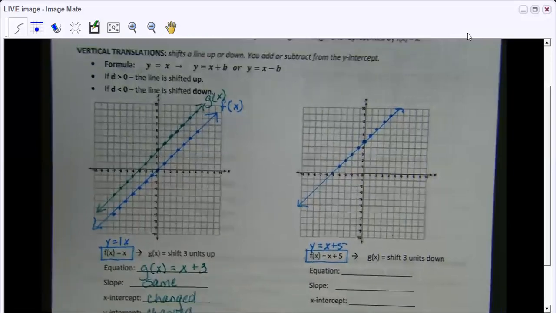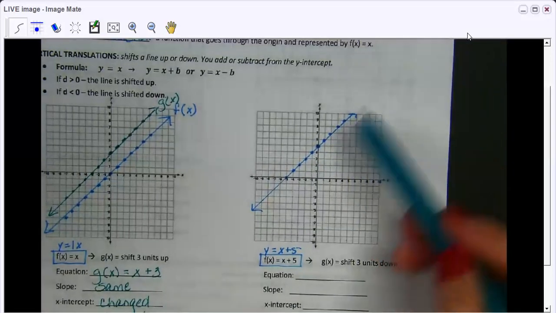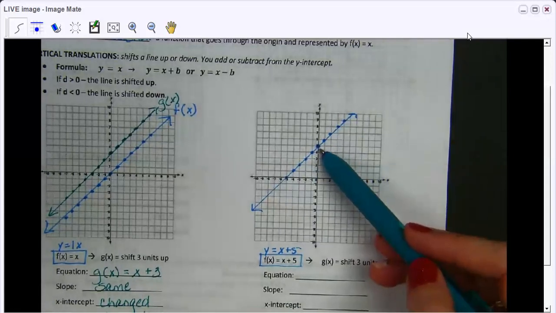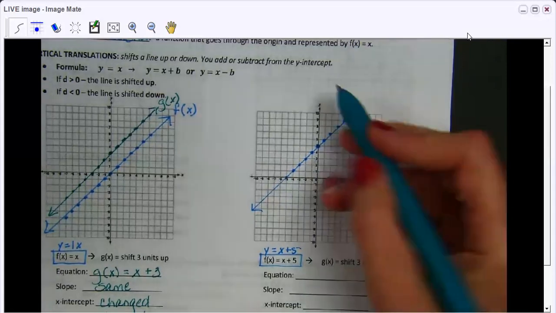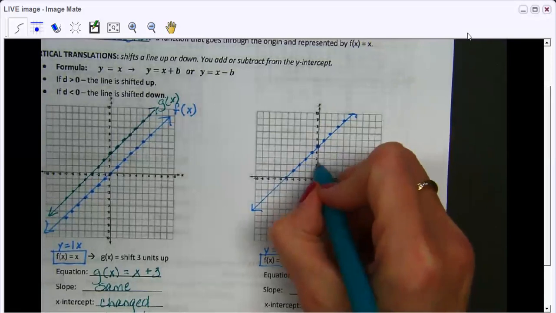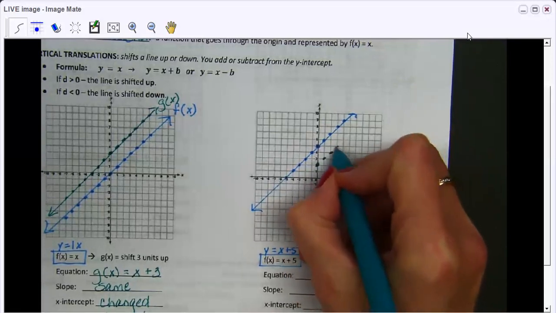All right, let's go to the next example here. You should have a graphed line, x plus 5, and now they want us to take and shift the line 3 units down and label it g of x. So I'm going to shift this one 3 units down, and of course my slope is going to stay the same.